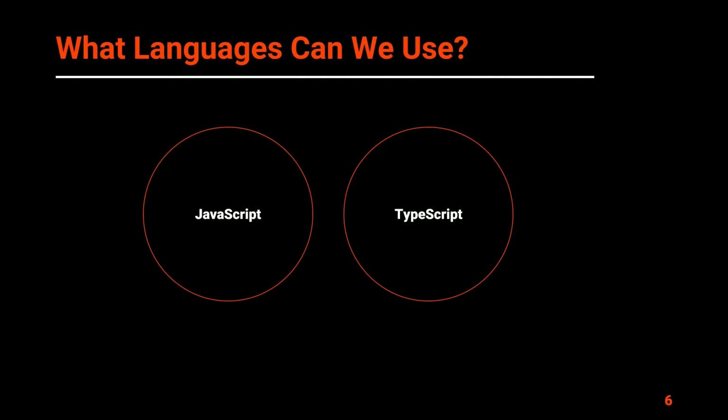Okay, so what languages can we use when we are using the Office API? Right now, you have two options. You have JavaScript and you have TypeScript. TypeScript is basically a superset of JavaScript, so it adds some new functionality and tries to fix some of the problems with JavaScript. But it's really up to you which language you want to use.